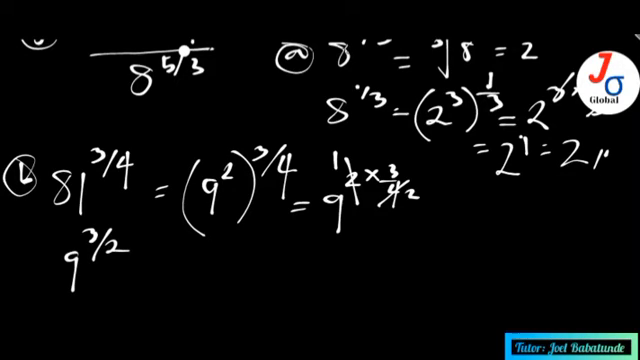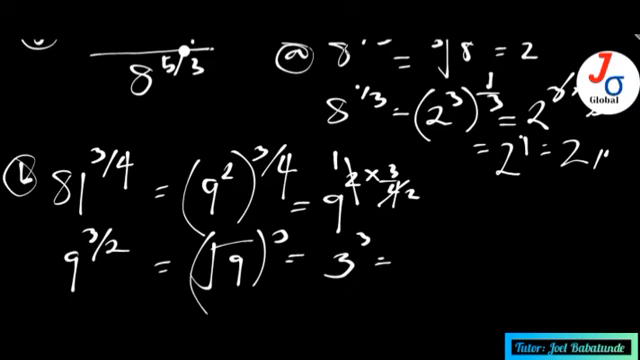Now, from the fractional index law, I could make this the square root of 9, all to the power of 3. And what's the square root of 9? The square root of 9 is 3, and raised to the power of 3. 3 times 3 is 9, 9 times 3 is 27. And so the answer to this question is actually 27.